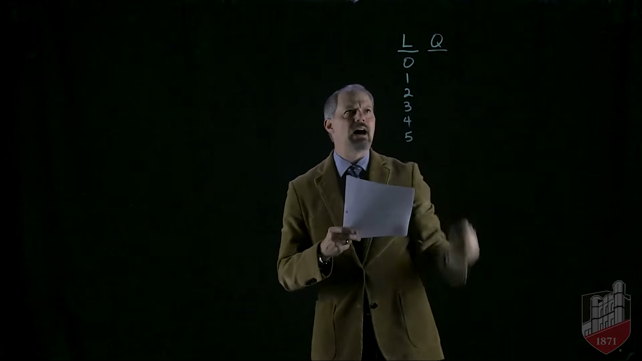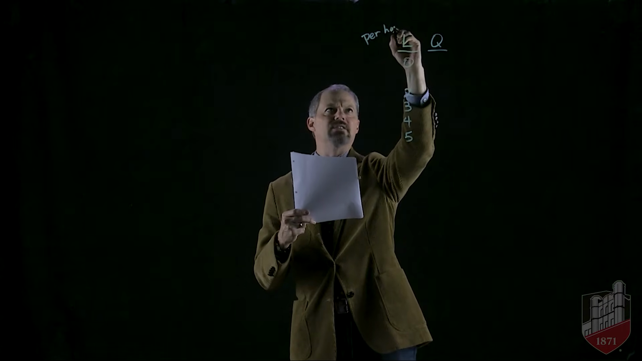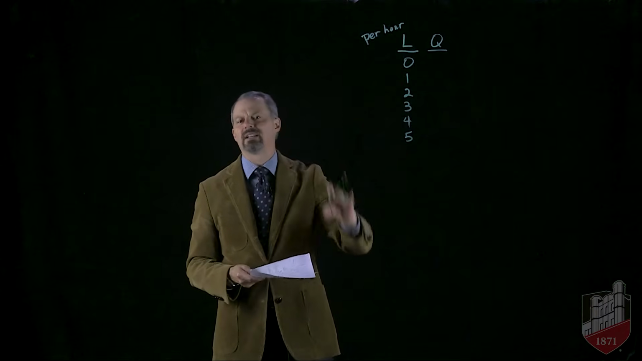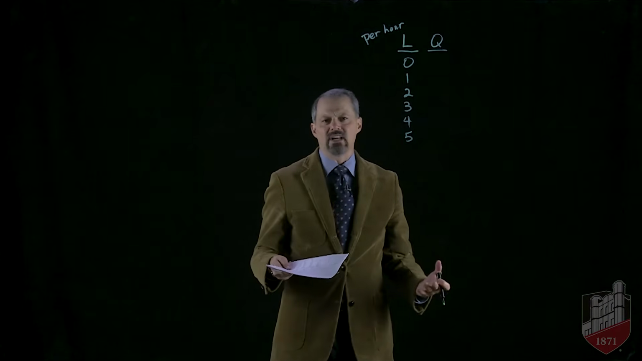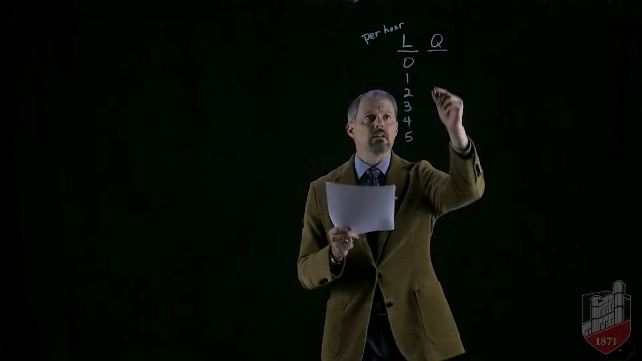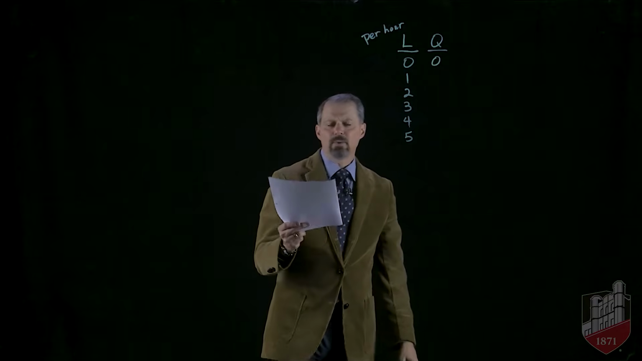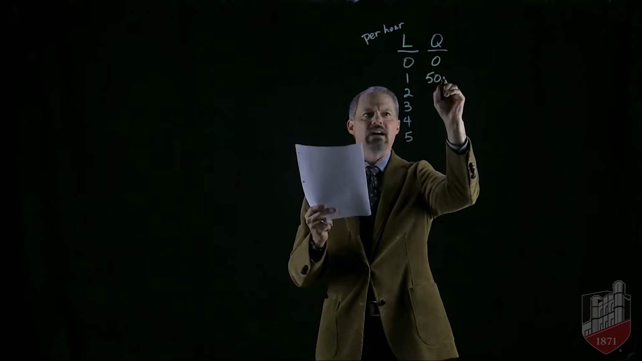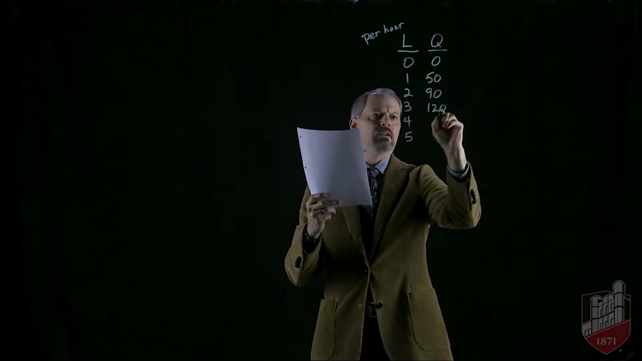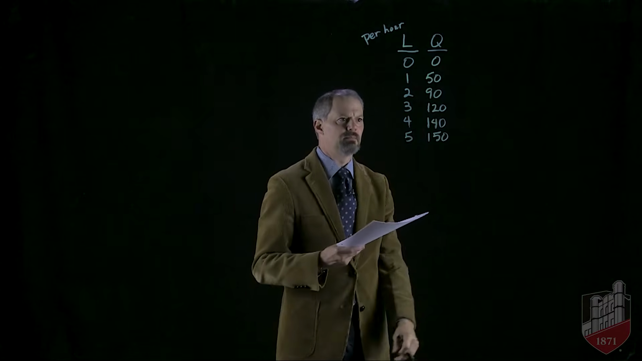I'm going to go ahead and give you output. And let's suppose that we're going to put this on a per hour basis. So just for the sake of the story that I'm going to tell as I go through this example, we'll think about this as being per hour. That's really not that important. We could think about it per day or per month. But let's think about output. If we have 0 units of labor, we get 0 units of output. Let's suppose if we have 1 worker, we get 50 units of output. 2 workers, we get 90. 3, we get 120. 4, we get 140. And 5, we get 150 units of output.